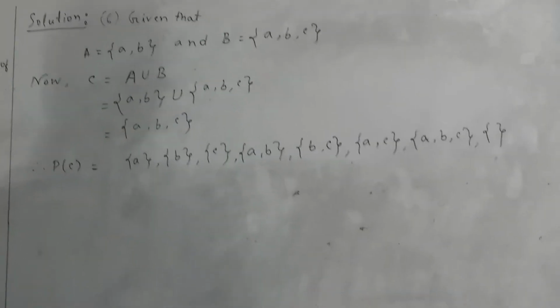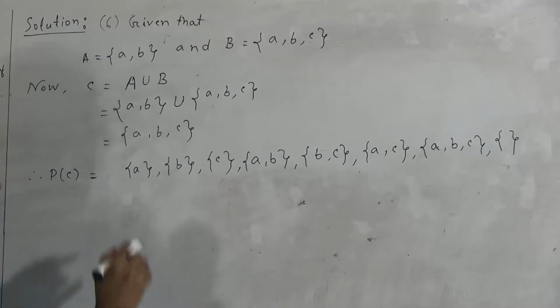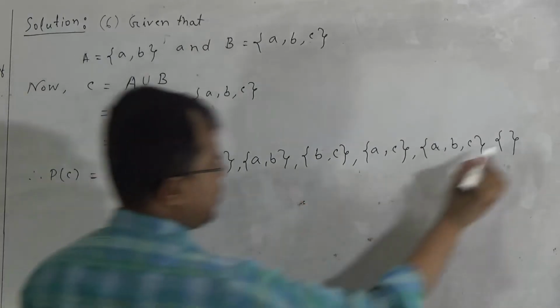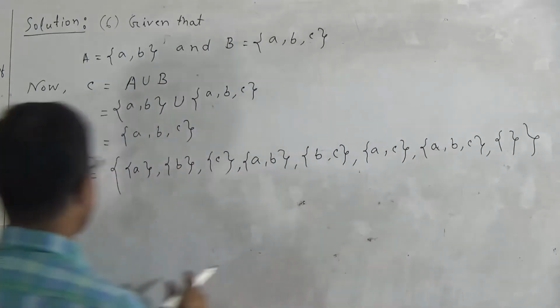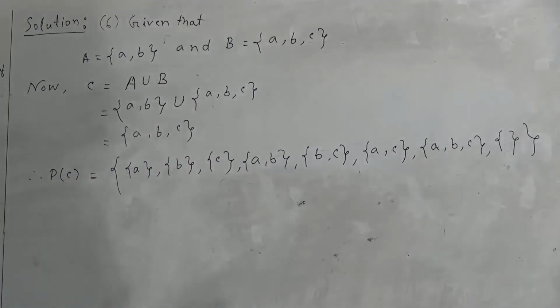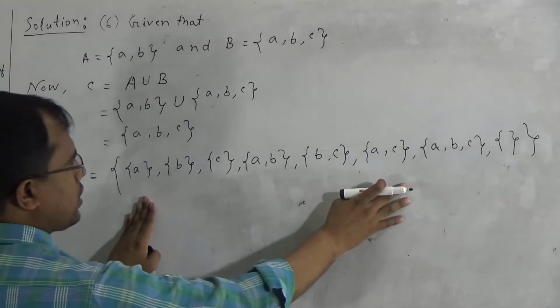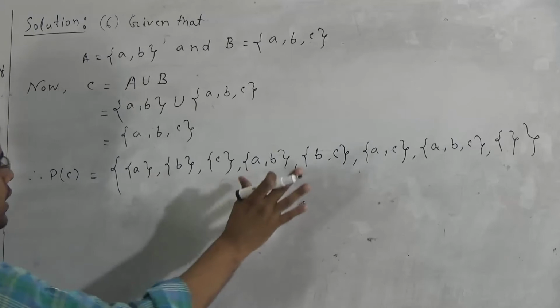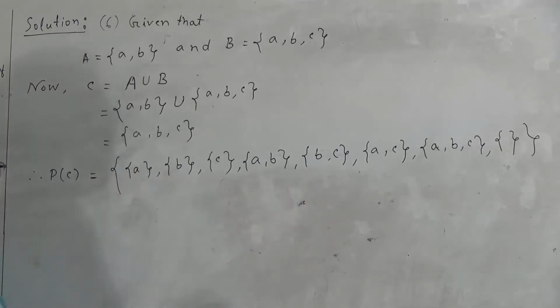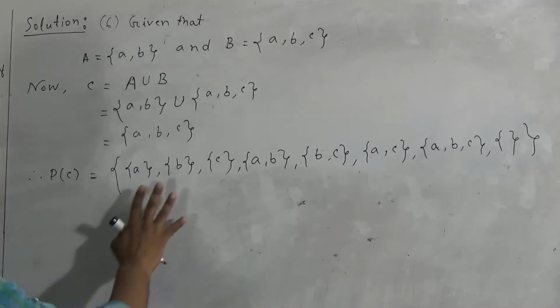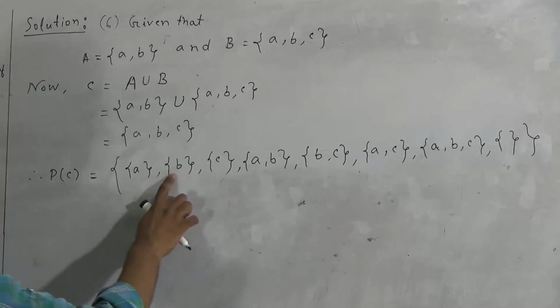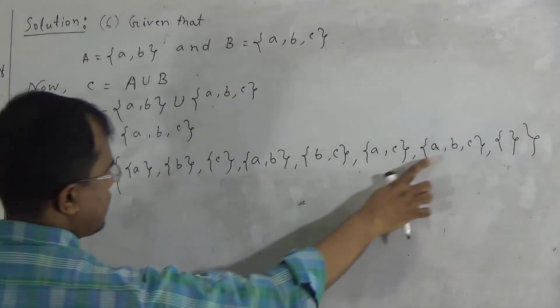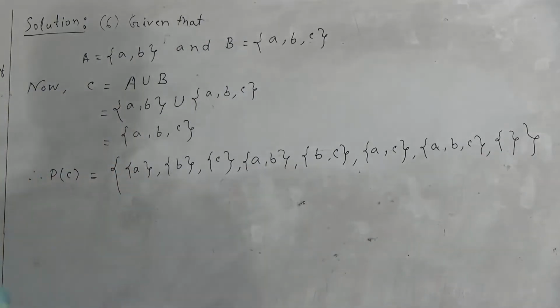Now, taking all of the subsets as the elements of this set, we can get the power set of C. This is the power set of C and its elements are also sets. Here {a} is a set and it is an element of the power set of C. Now, we'll count how many elements of the power set of C exist. 1, 2, 3, 4, 5, 6, 7 and 8. Total 8.